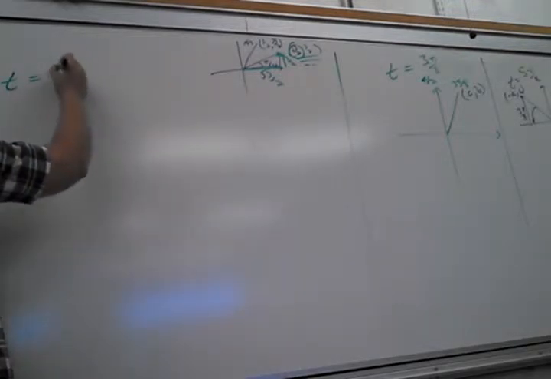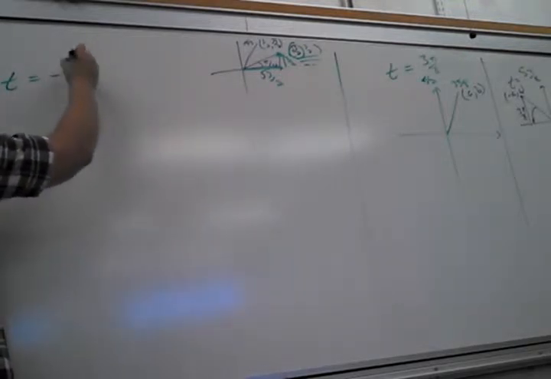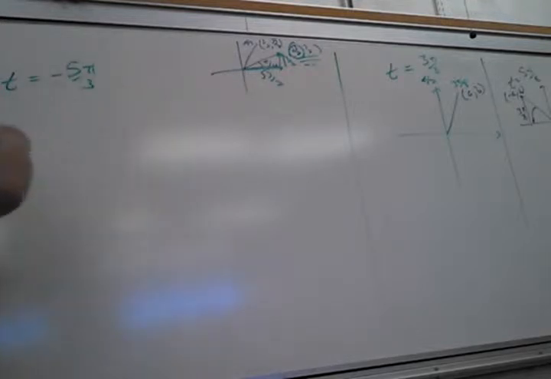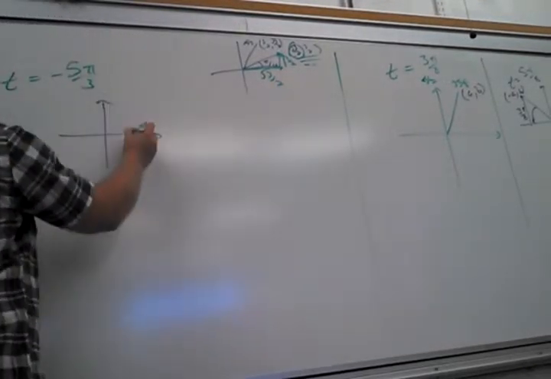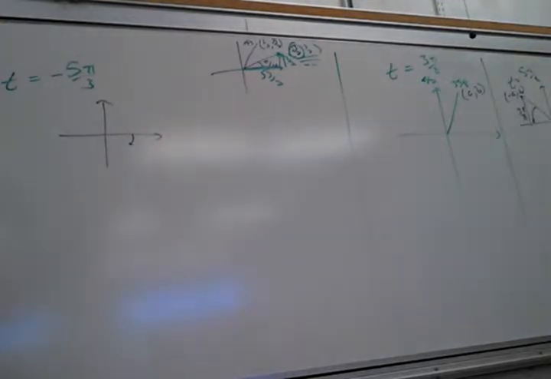Okay, so let's try some negative stuff out. What do you think negative means? You just go the other way. Instead of turning counterclockwise, you turn clockwise. So if I go negative 5 pi over 3, that means I'm going this way. Do I go past this? Yes. In fact, how far?